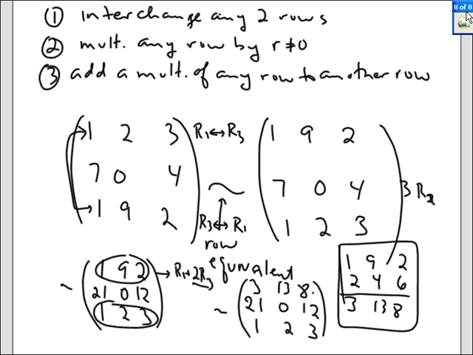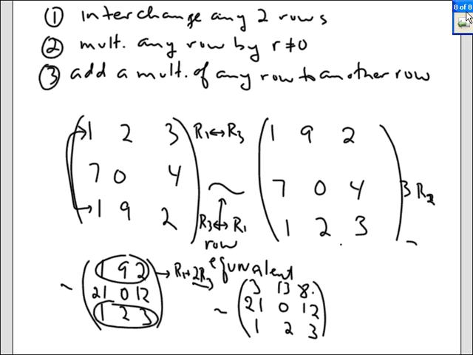You can interchange any two rows you like. You can multiply any row by any number you want except 0. You can't multiply by 0 because multiplying by 0 will make all the entries 0. You can't do that. You can multiply by any number you want except 0. And you can add a multiple of any row. You can take any row, multiply it by something, and add that to another row.